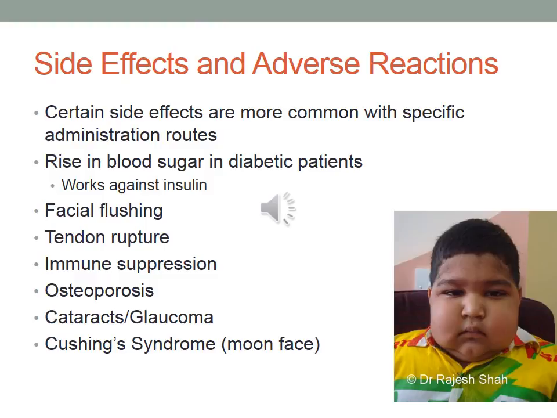Cushing's syndrome is a situation where there becomes an overproduction of cortisol, and you can see in the picture on the side that one of the classic symptoms of Cushing's syndrome is what's known as a moon face, where the patient gets a very round facial appearance. So take note of those along with the other side effects and adverse reactions posted here.